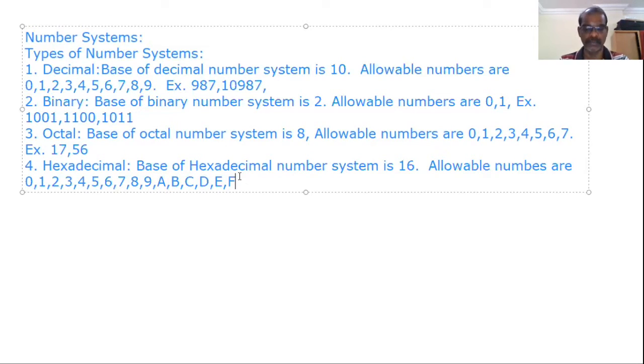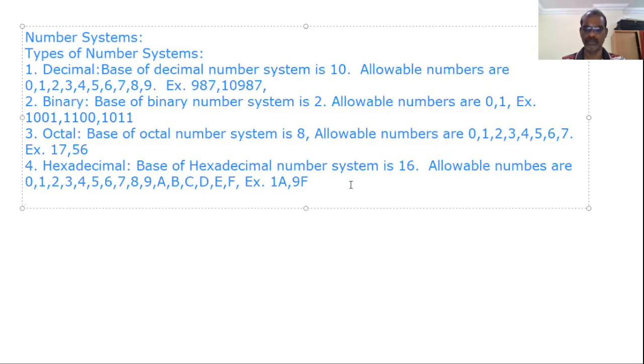Okay, an example. In a hexadecimal system, 1A means number 1, then 10. It refers to 1 and 10. Instead of 10, it should be written as A. Then 9F means 9 and 15. It refers to 9 and 15.